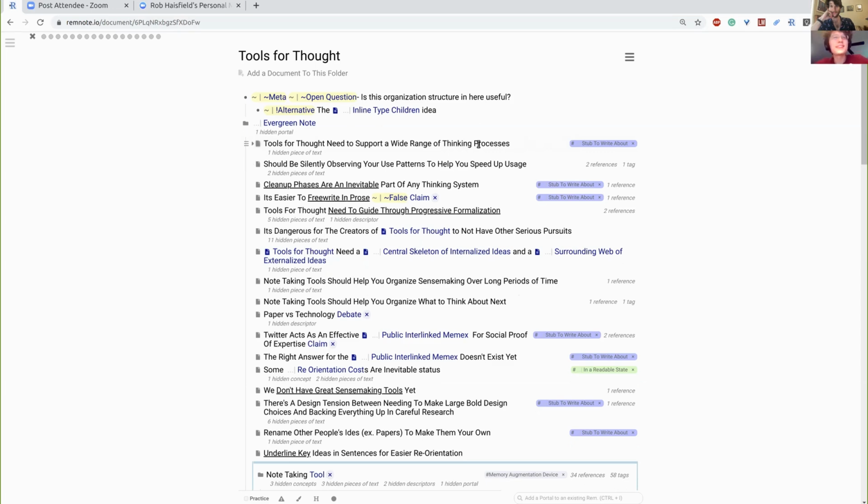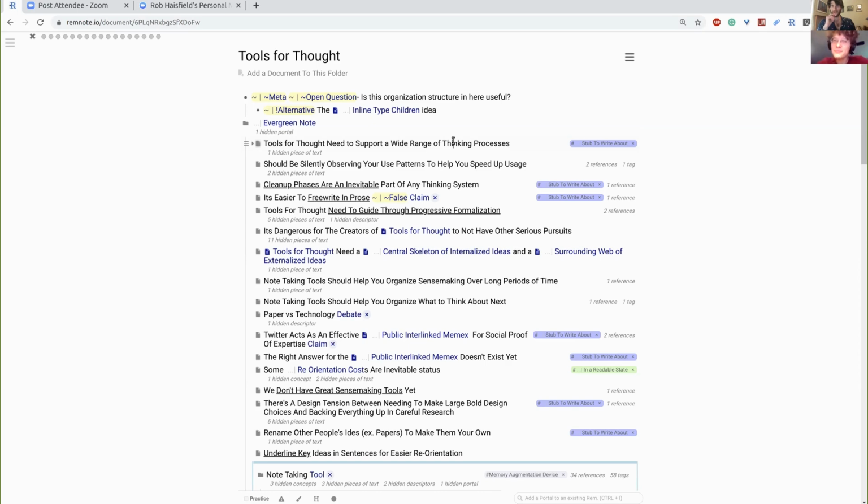So at some point, I was like, hey, this seems like a pretty general principle. Tools for thought need to support a wide range of thinking processes. So let me go reify that into an evergreen note, maybe jot down a few notes in here, and then tag some of the examples beneath that. So I think those are probably the two main workflows that I use there. Either the spaced repetition one, or this evergreen note restructuring thing.